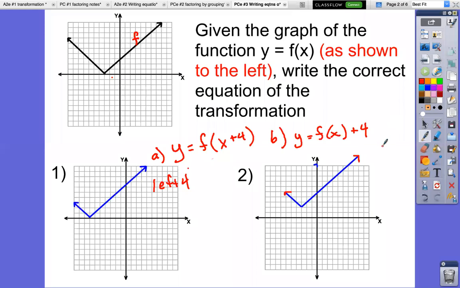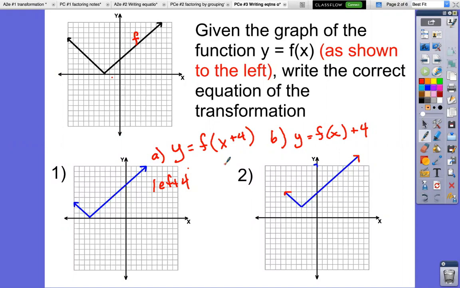Now, which one do you think it is? Remember, this is my original function. And if I'm just trying to say that it moved left 4, you guys can have a quick discussion if we need to, but which one looks like the right answer? Which one of these would move it left 4? A. A. Now, somebody that just said that, why would you say A?